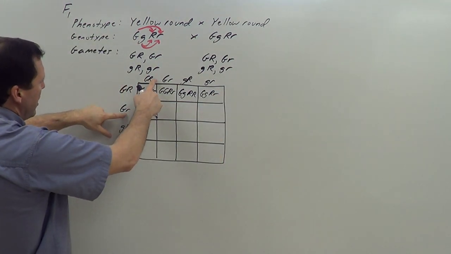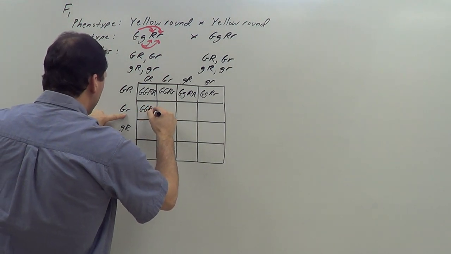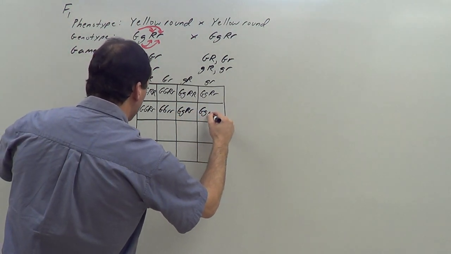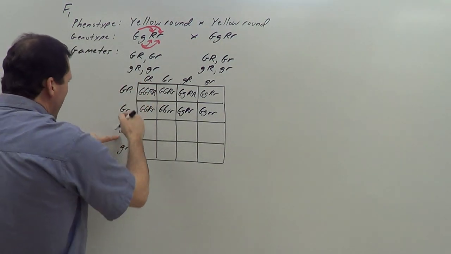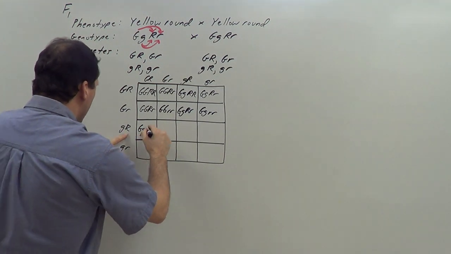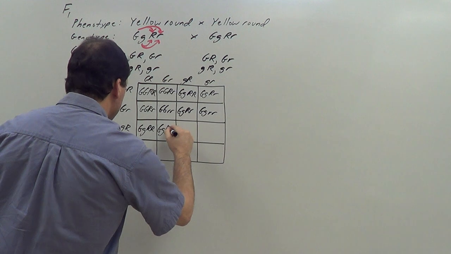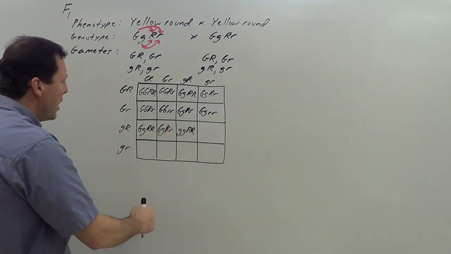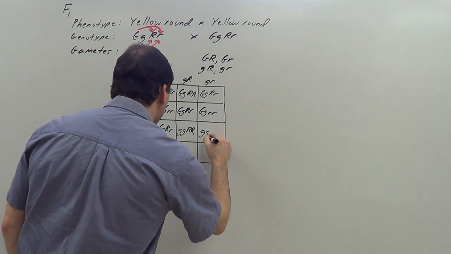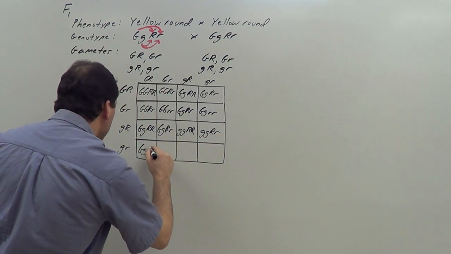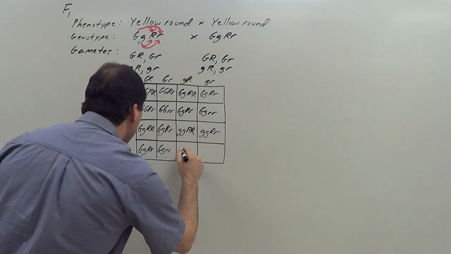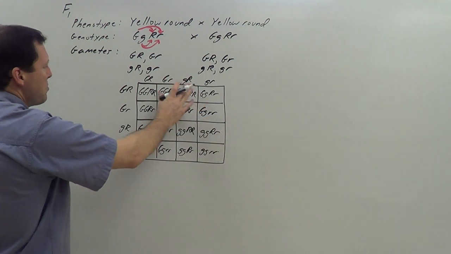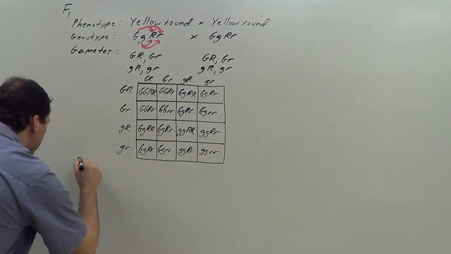Next one, what if this gamete paired up with that gamete? Capital G, capital R, lowercase, and I keep working it across. Same thing here. Again, by convention, my capital letter goes first: capital G, lowercase g, capital R, capital R. Keep the same order of your letters, G's before R's. And then down here, there we go. These are my F2 offspring.